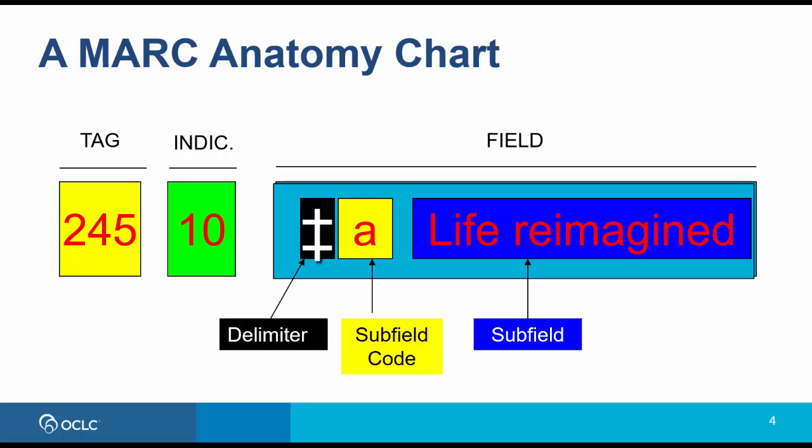In this example, which is part of a title field, the tag is 245. The first indicator value is 1, and the second indicator value is 0. The double dagger character is a delimiter. In some OCLC cataloging interfaces, the $, rather than the double dagger, is used as a delimiter character. The subfield code is A, and Life Reimagined is the content of subfield A.